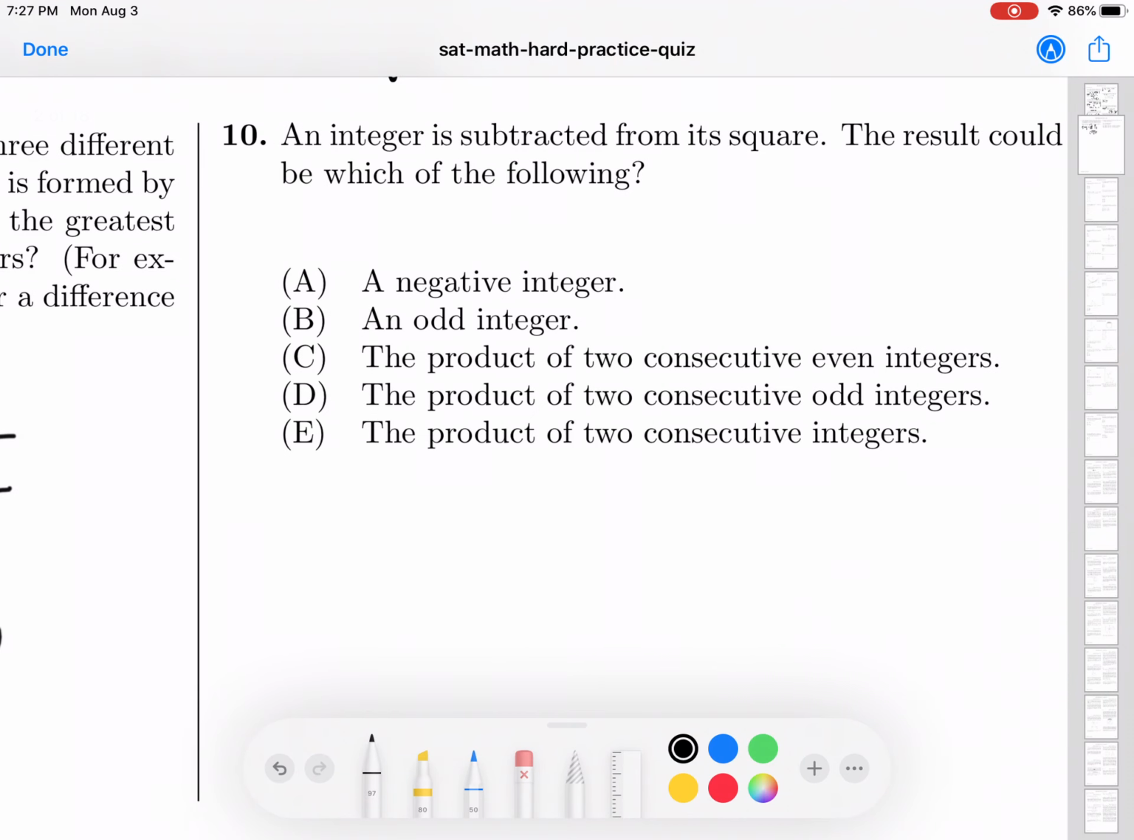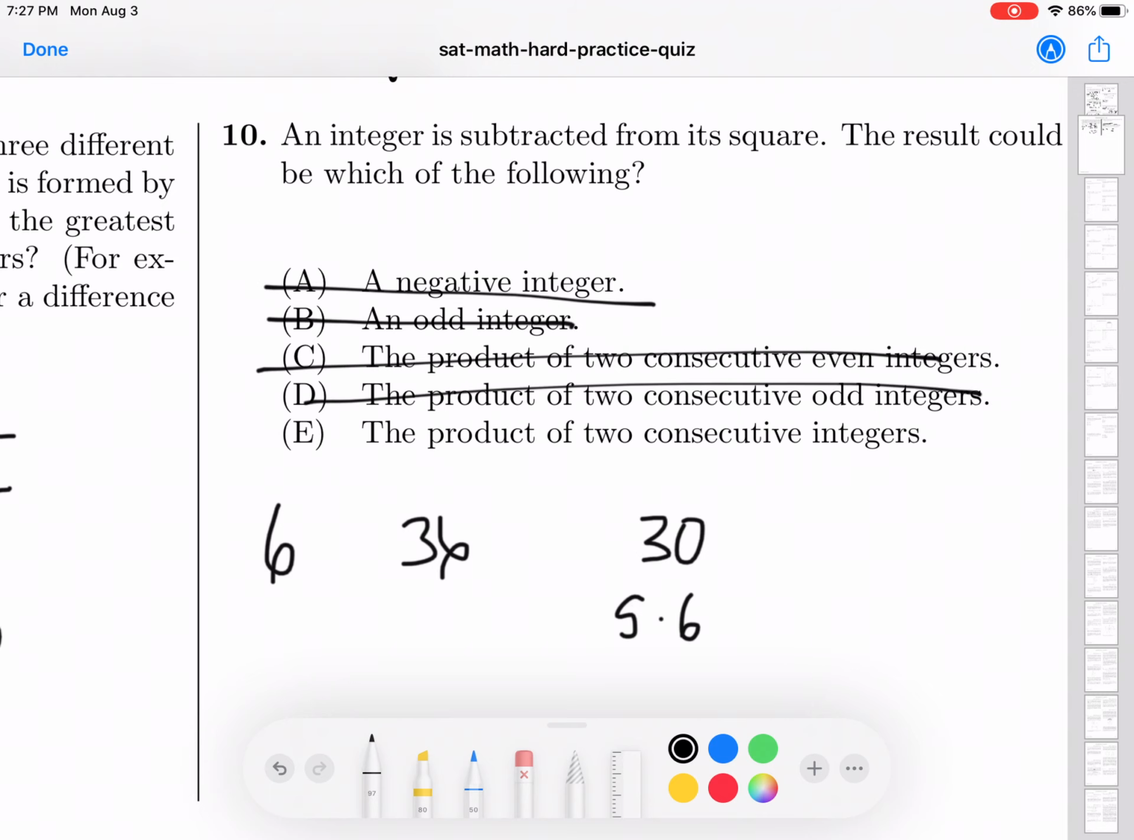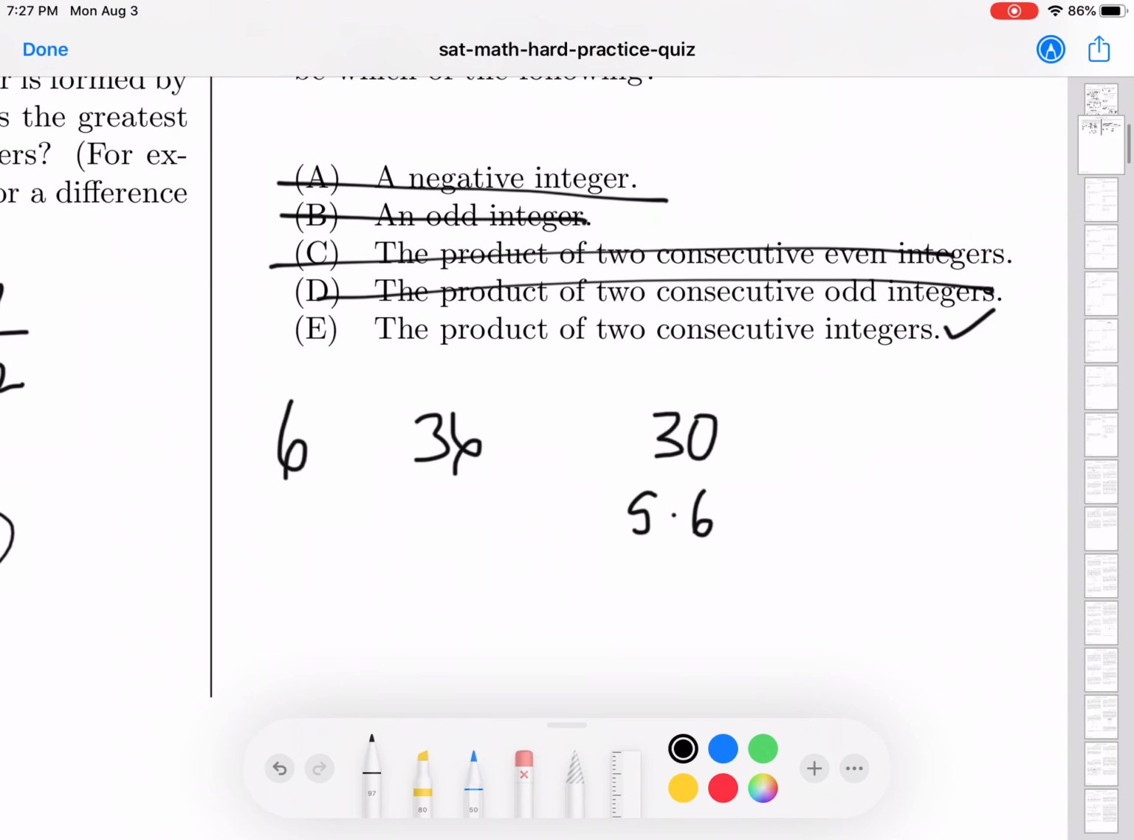An integer is subtracted from its square. The result could be which of the following? Okay, let's take an integer, its square, and subtract the 2. This is not negative, it's not odd. It's the product of 5 and 6, but those aren't both even or both odd. But it is the product of 2 consecutive integers.